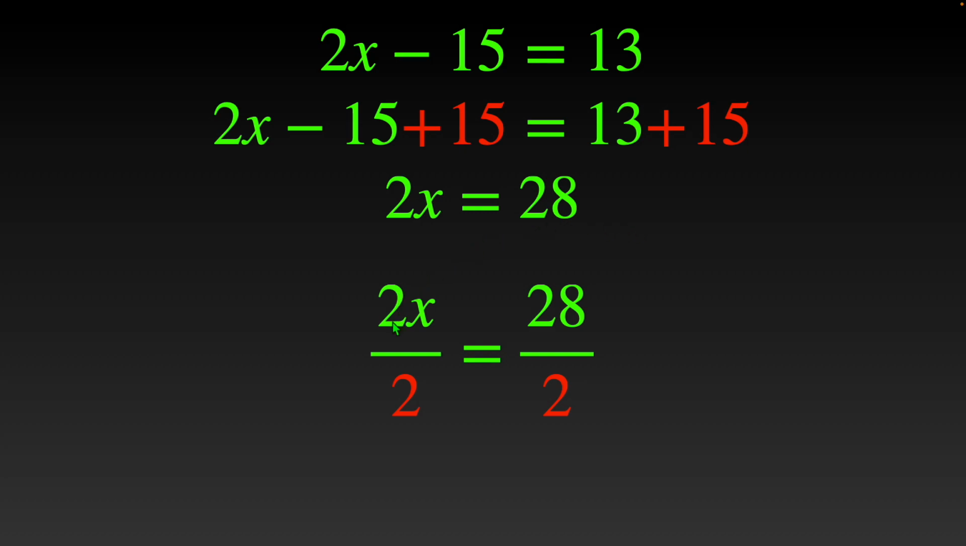Now, on the left-hand side, 2 divided by 2 is 1. So we just get 1x. And on the right-hand side, 28 divided by 2 is 14. And that is how we get x is equal to 14. Remember, 1x and x are the same thing, and we don't need to write this 1 in front of x.